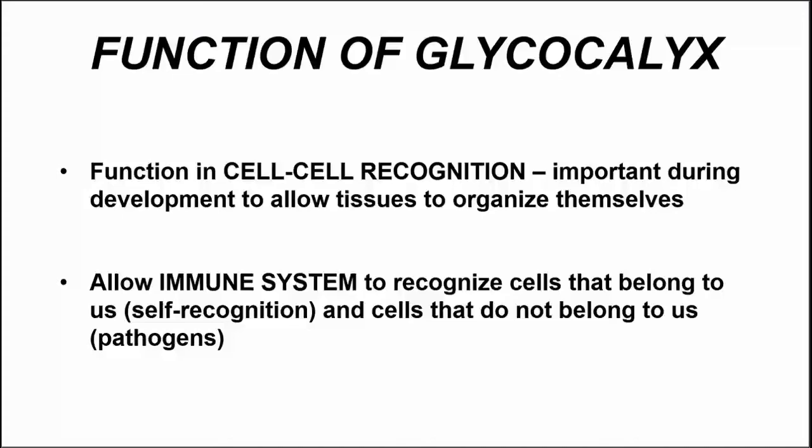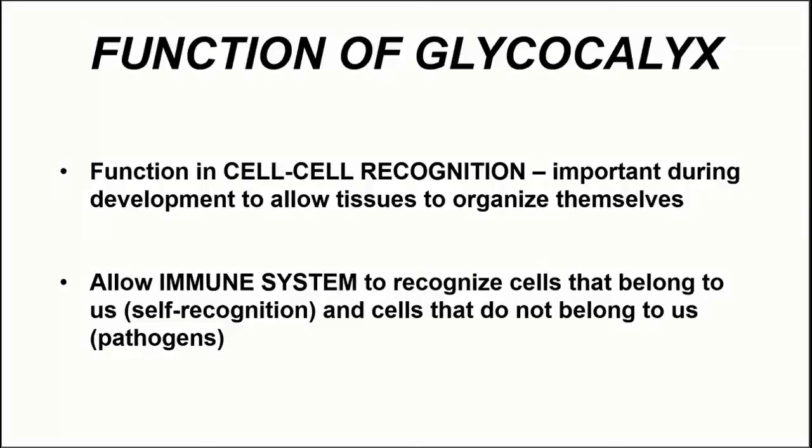So let's look at the functions of the glycocalyx. So generally the glycocalyx functions in cell-cell recognition. So it's really important, especially during development, that permits tissues to organize themselves, and so a developing cell has to know which tissue it belongs to and organize itself into a collective group. So a single cell needs to be able to associate with other cells that are similar to it and function in order to function collectively as a tissue.